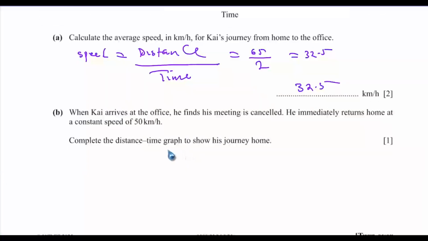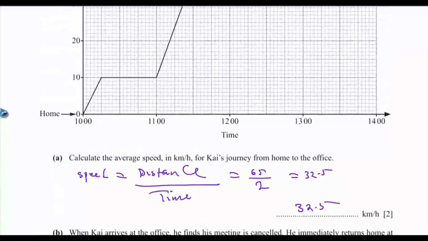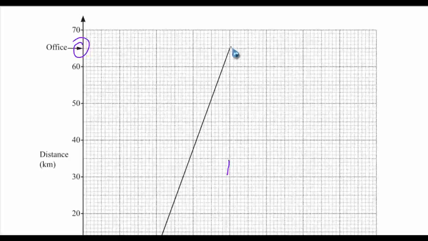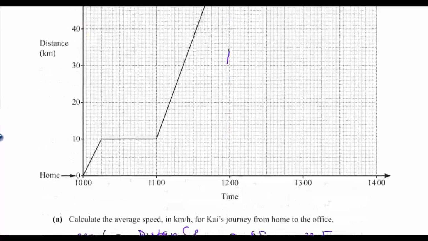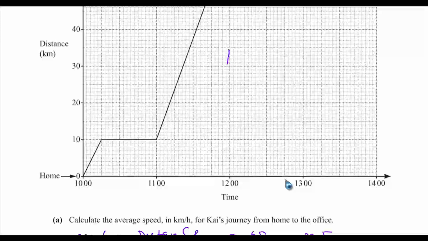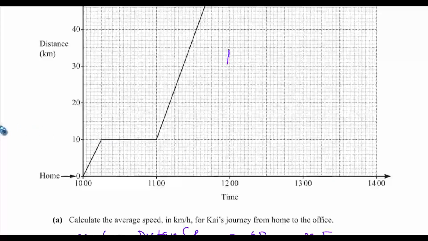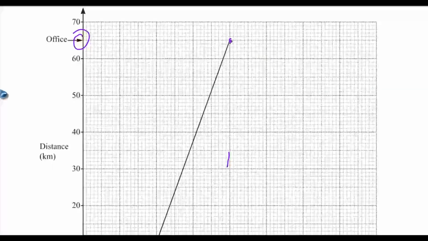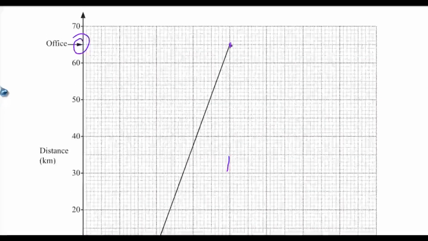When Kai arrives at the office, he finds his meeting is cancelled. He immediately returns home at a constant speed of 50 kilometers per hour. Complete the distance time graph to show his journey home. What we need to do to complete the graph is time. Obviously, we know that he's returning from this point and is coming down here to the x-axis, but at which time? So we need to calculate the time. We already know that the speed is 50 kilometers per hour and the distance remains 65.